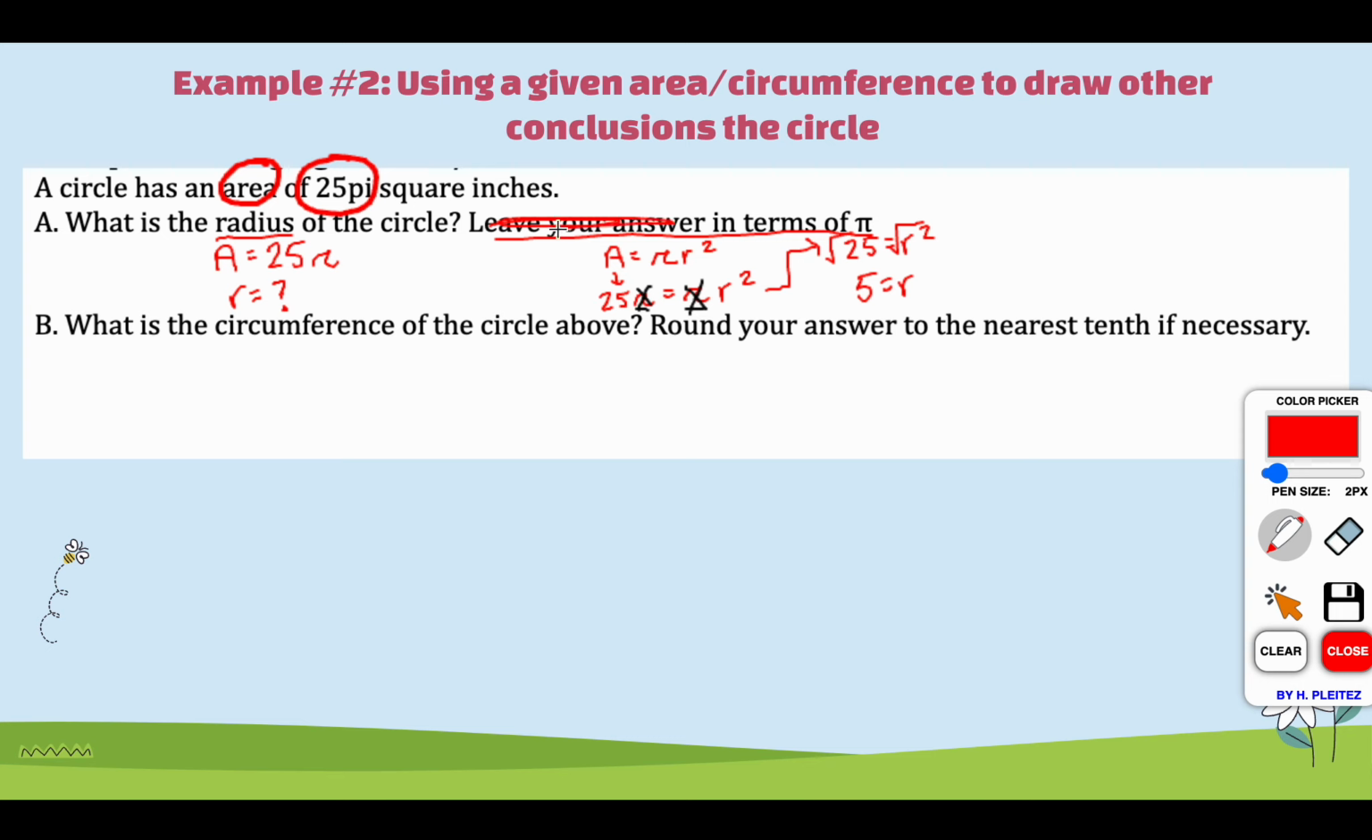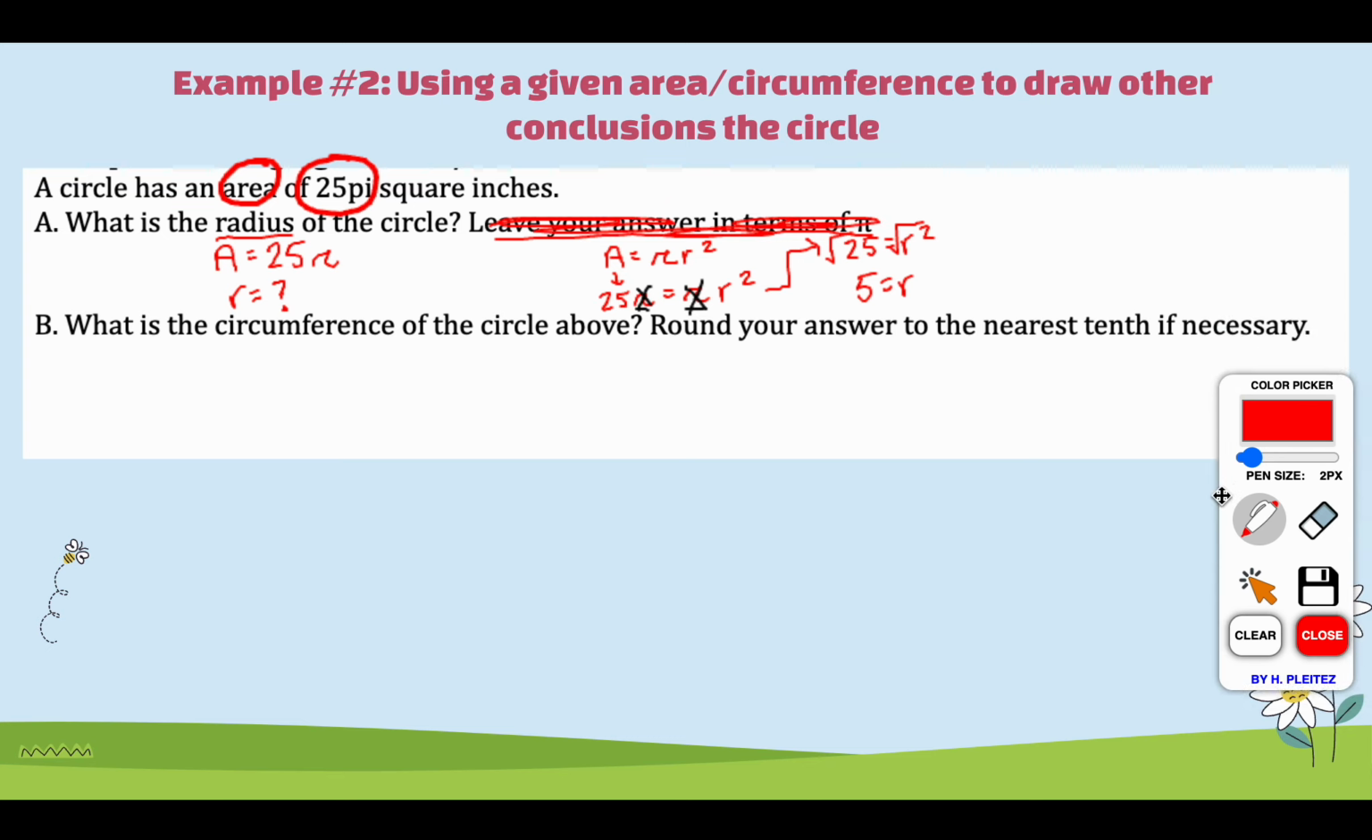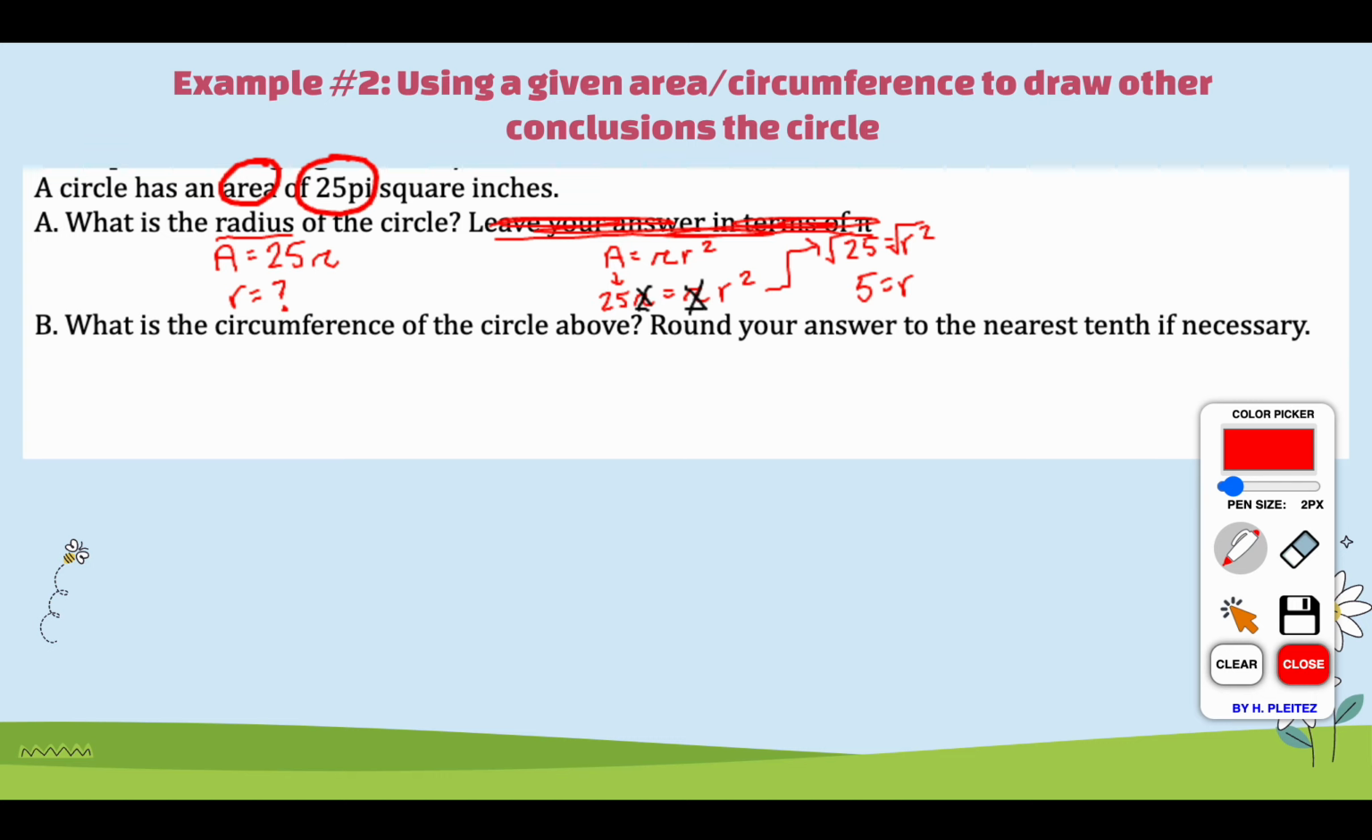Now we don't have to leave our answer in terms of pi here. There is no pi to be left. But now we have our radius. Remember, we started with the area, so this was us working a little bit backwards. Now, these questions can go a step further, and this one's saying, what's the circumference of the circle above? So now I have my radius from before, and now we're looking for C, that circumference.